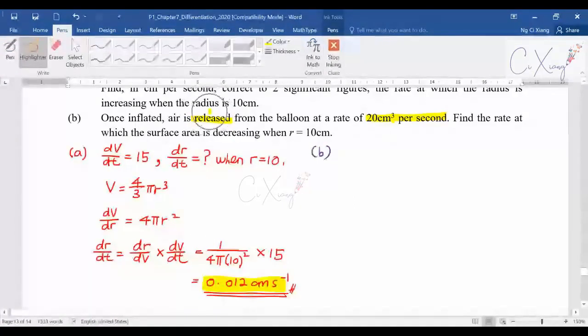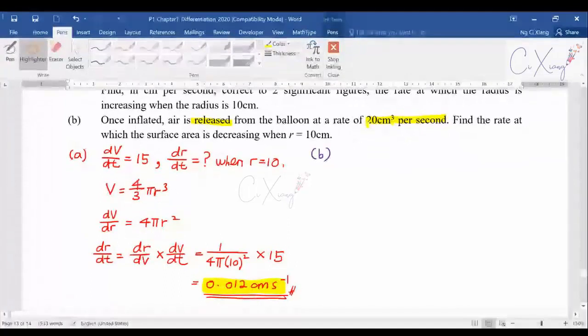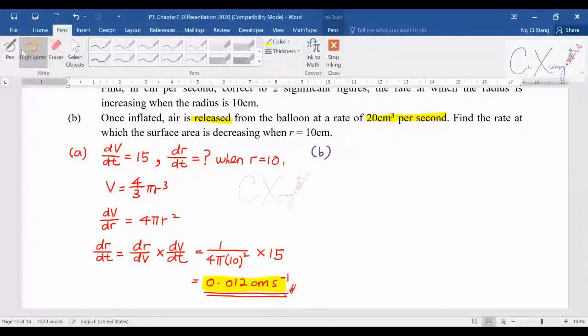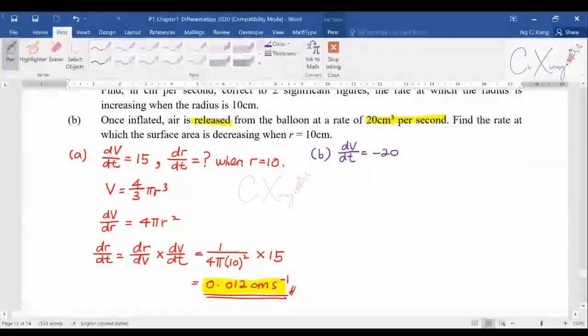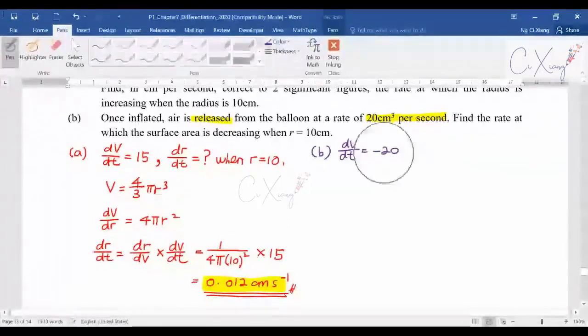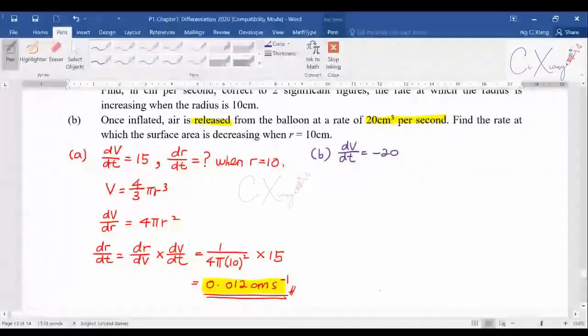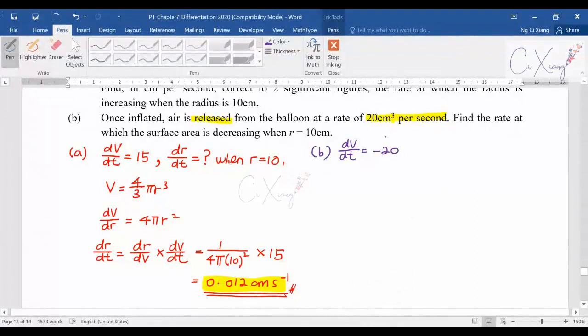Release means that the air comes less and less, so the volume is decreasing. Therefore, when you write out the symbol, it should be a negative value of 20. Again, we are talking about the volume, so dV over dt equals negative 20. Please remember this negative sign, because if you forget to put the negative value here, your calculation later will be wrong. This is quite important.